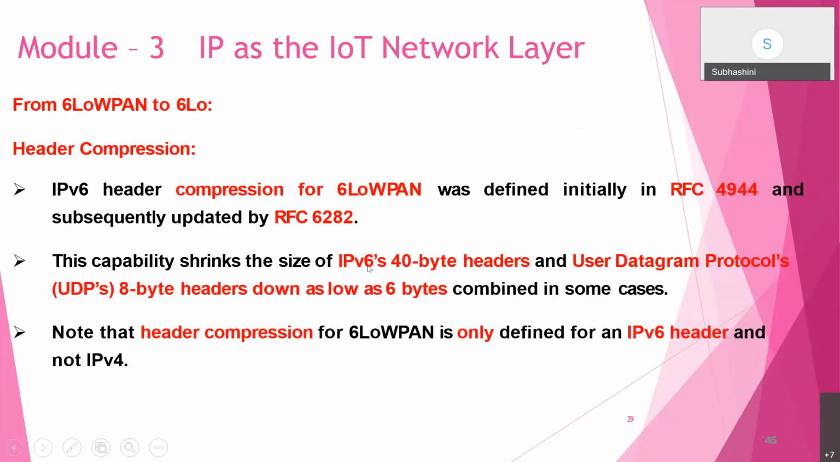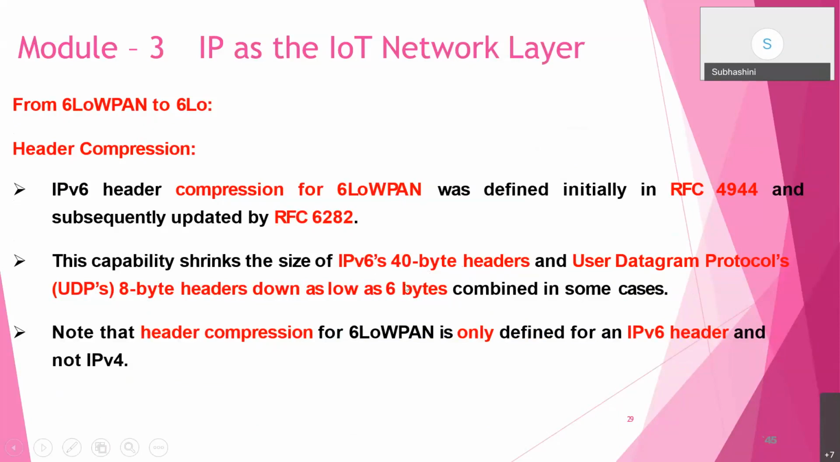Header compression, I'll quickly go through it. Header compression talks about reducing the size of the header in 6LoWPAN. The 40-byte IPv6 header and the 8-byte UDP header are reduced to how much? To 6 bytes combined in some use cases.